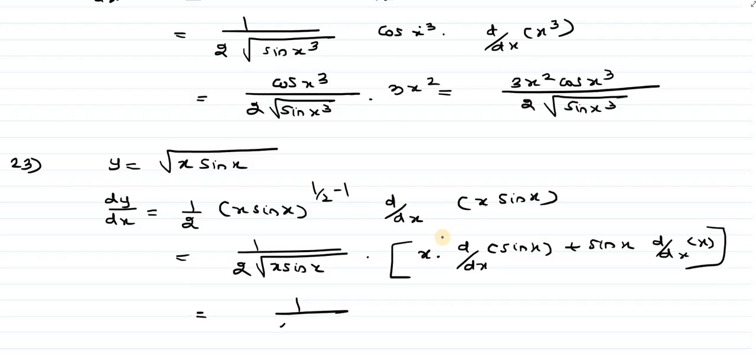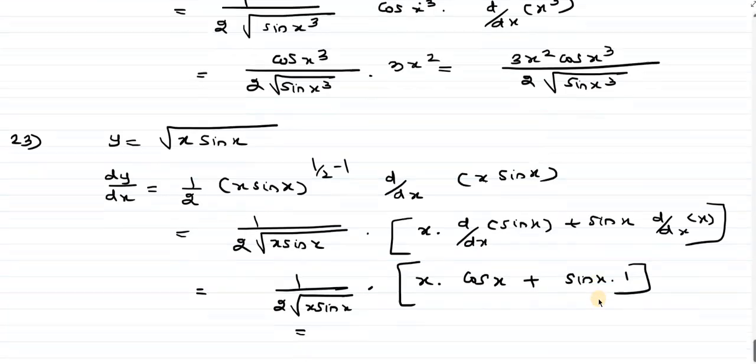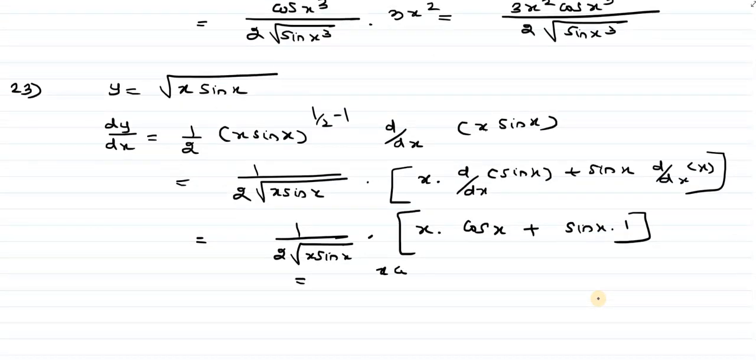So now 2 root x sin x in the denominator. Here differentiation of sin x is what? Cos x, plus sin x, differentiation of x is 1. So in the numerator what it will be? x cos x plus sin x divided by 2 root x sin x. Any doubt?